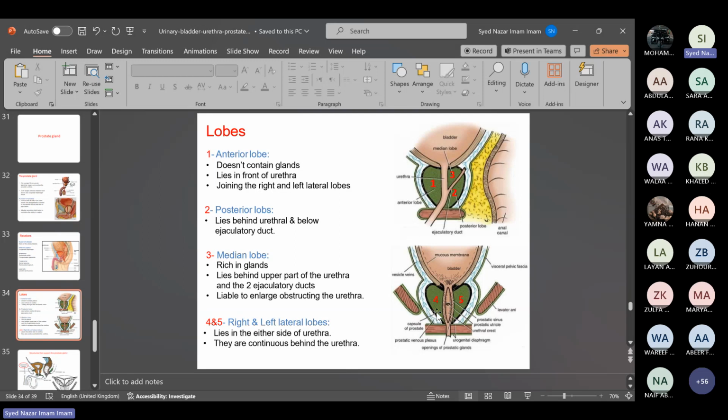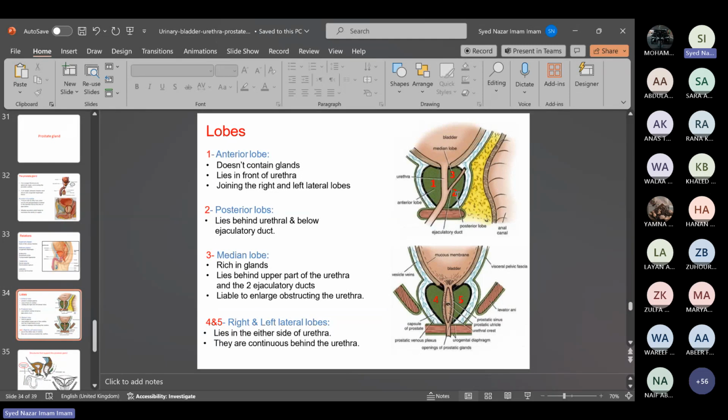And then surgically, we have divided it into three zones. One is around the urethra, called the periurethral zone, and in the periurethral zone we most commonly have the benign enlargement. After the periurethral zone, we have the central zone, and then the peripheral zone. So anatomically we have five lobes, but surgically we have three: the periurethral zone, central zone, and the peripheral zone. The periurethral zone is mostly related to benign enlargement.